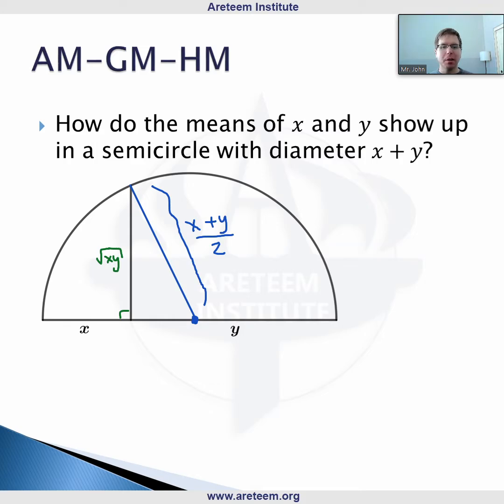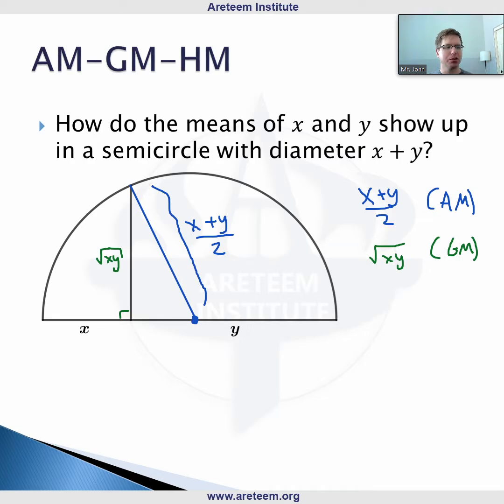Now, just summarizing these, this is pretty easy to start. Notice we have a right triangle. That right triangle has a hypotenuse of x plus y over 2, which I just want to point out is our arithmetic mean of the two numbers x and y. And that hypotenuse, of course, is at least as long as the leg, which is the geometric mean, square root of xy. So this is our geometric mean there.